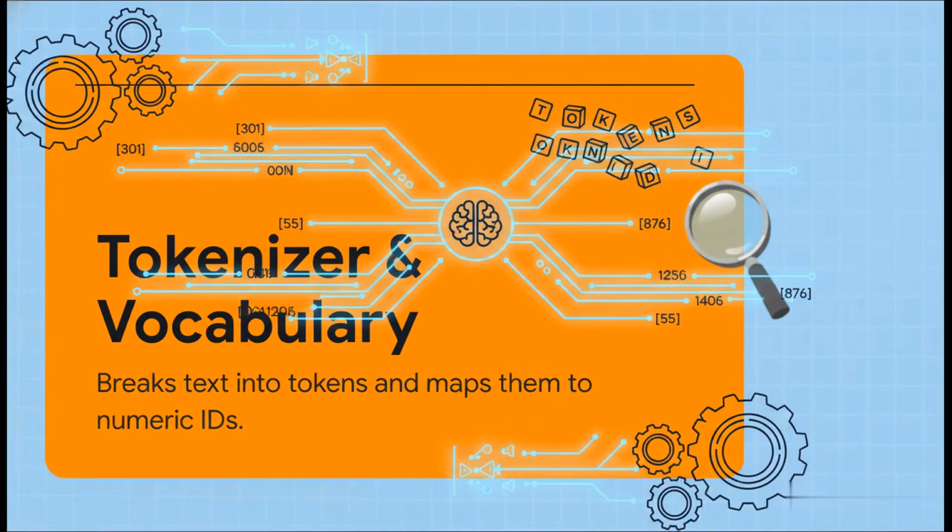Next, we need a way for that massive brain to actually see our words. That brings us to the tokenizer and the vocabulary. You can think of this as the model's reader, its fundamental alphabet of thought. The tokenizer takes your human text and breaks it down into manageable chunks, or tokens. And the vocabulary maps those tokens into a numeric language the machine can actually process.